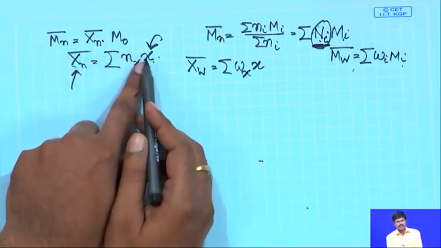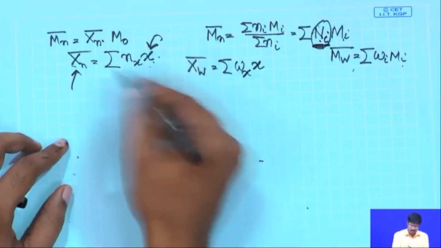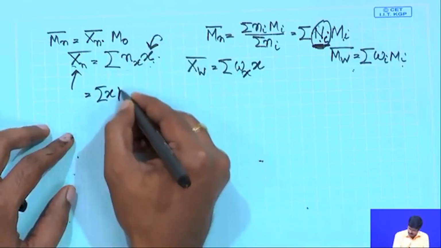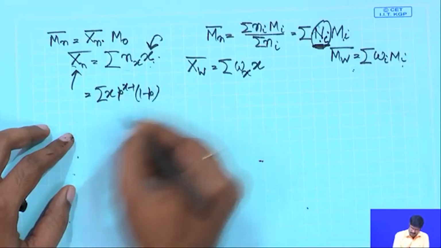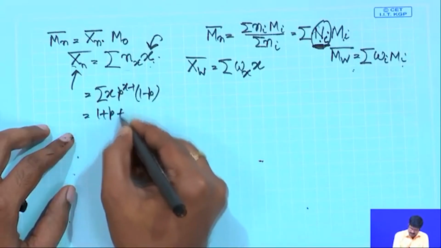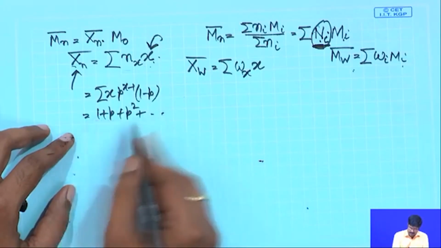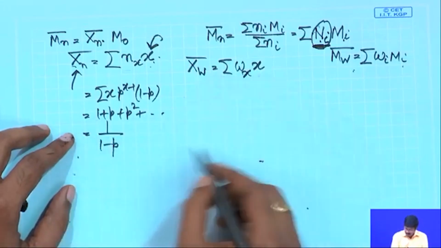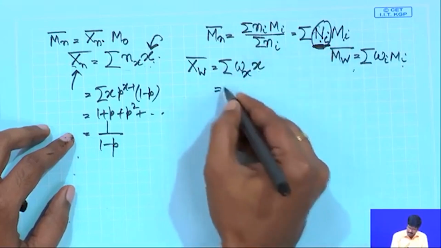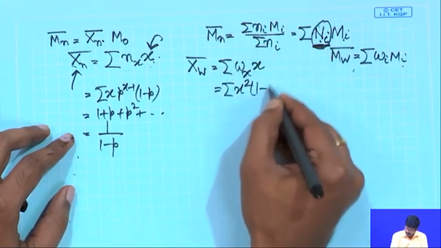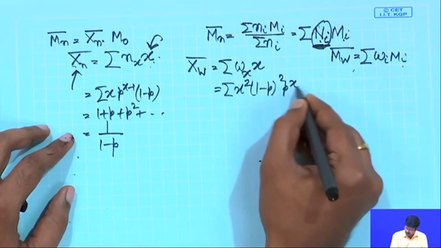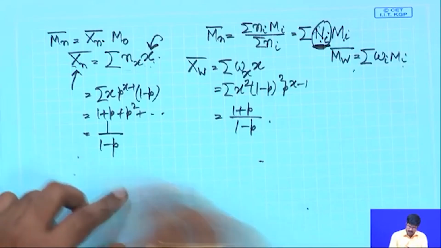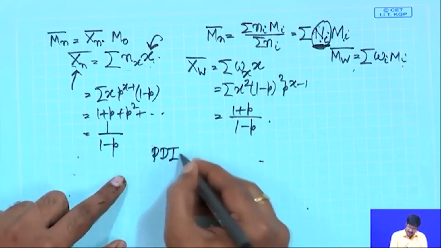So, summation of the number fraction into x over all x's. If you put the corresponding values here, that becomes x into p to the power x minus 1 into 1 minus p, and that is equal to 1 plus p square, so on and so forth, and this can be approximated as 1 divided by 1 minus p. And similarly, if you are putting all the values here, that will be sum over x square into 1 minus p square into p to the power x minus 1, that will be equal to 1 plus p divided by 1 minus p. And now, what is the polydispersity index?